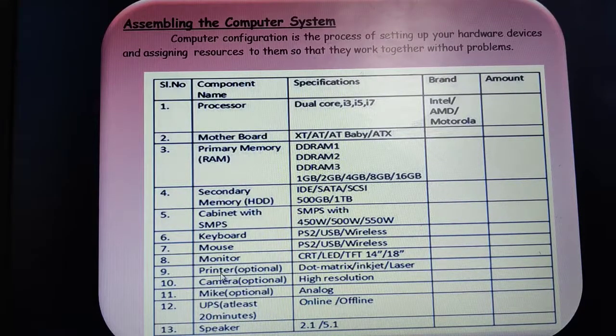Then we have the printers as optional. You can go for a printer or you may not. If you are going for a printer, we have dot matrix, laser printers, inkjet printers, thermal printers. We have different kinds of printers, isn't it? Then the camera is again optional, and if you are buying one, make sure that it is of high resolution.